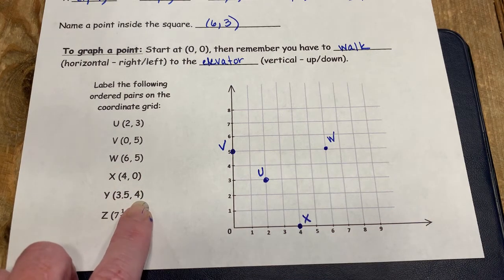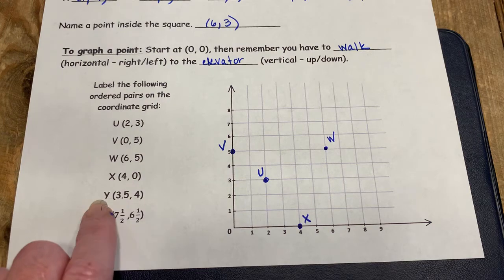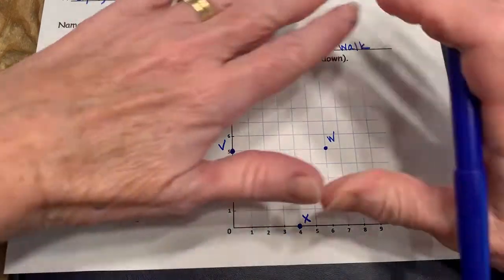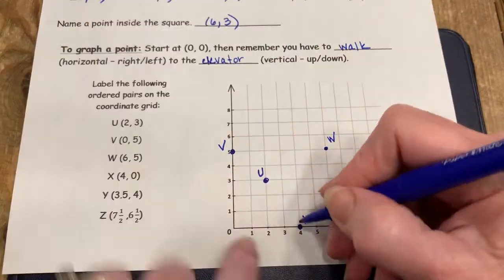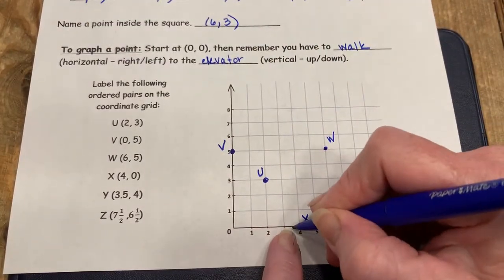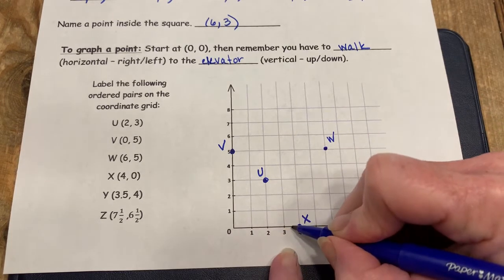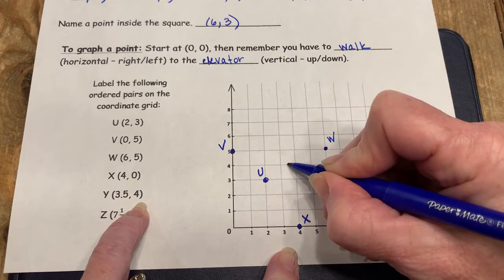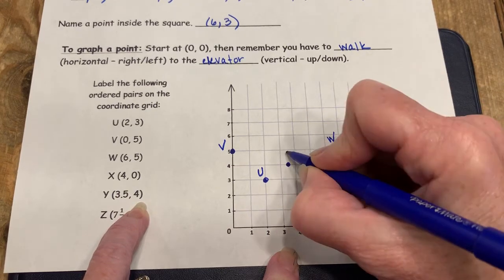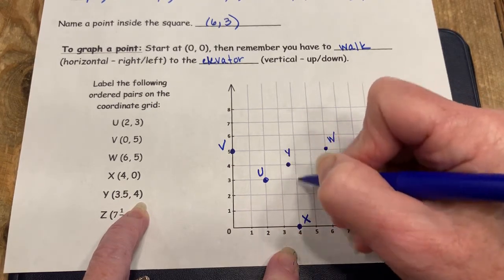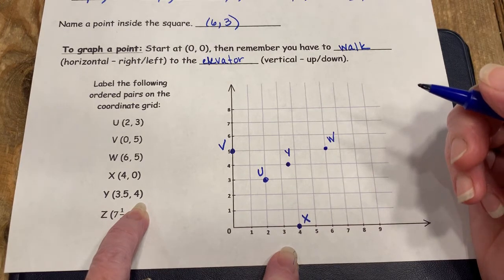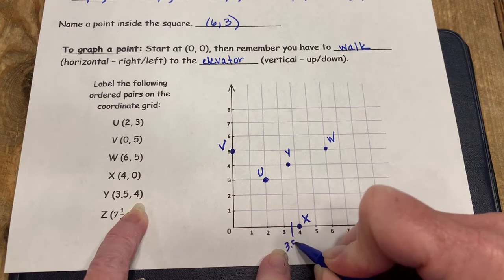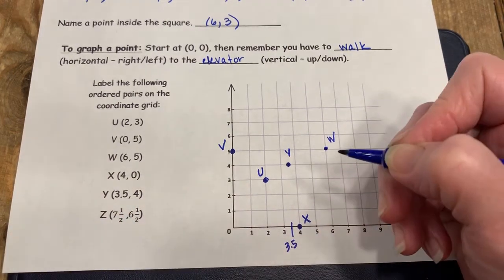Y is 3.5, 4. Now this one's a little different, right? Because 3.5, if I walk to 3.5, where's 3.5? If I just look at this as a number line, 3.5 is right here in the middle of 3 and 4, and it is on this graph too. So I go from the middle, take my elevator up to 4, it's right here. So Y is not at the intersection of these two lines, right? But that's okay. It's still at 3.5. This is 3.5 right here, and then this is 4 right here.